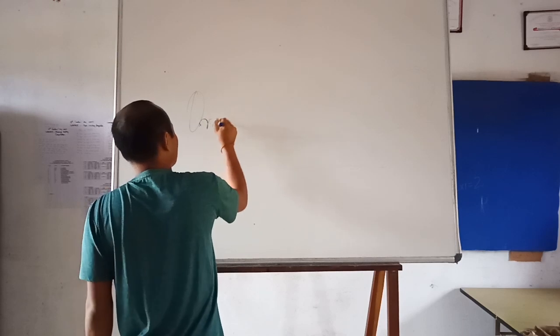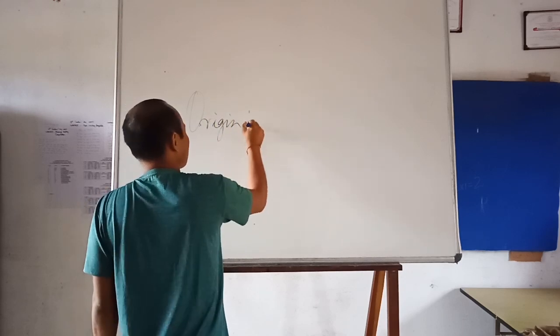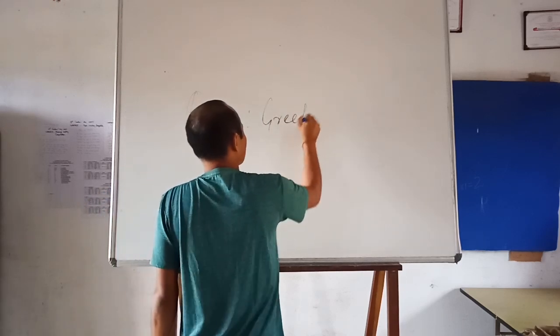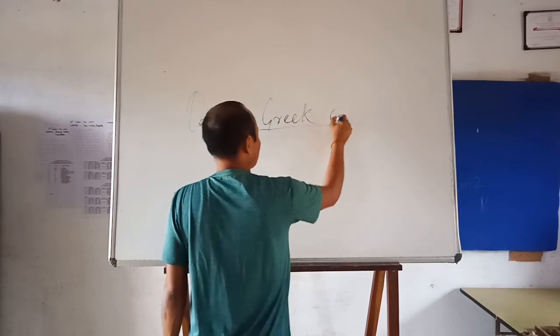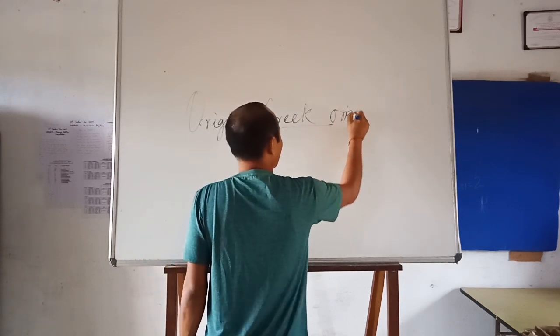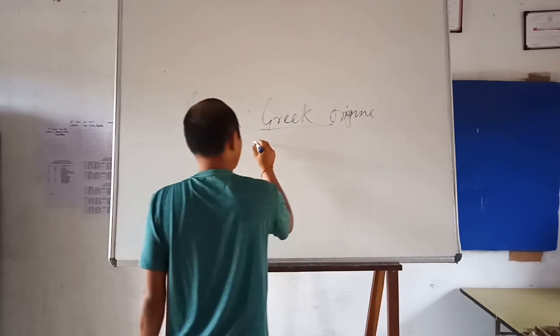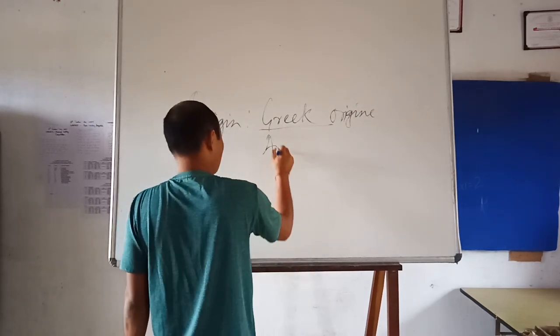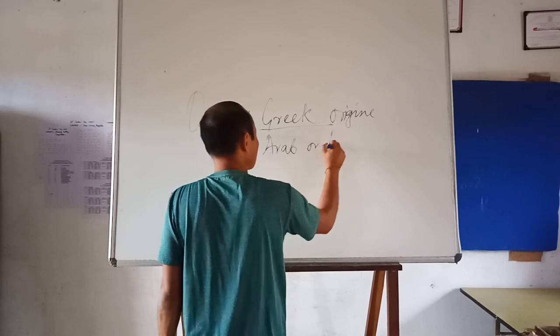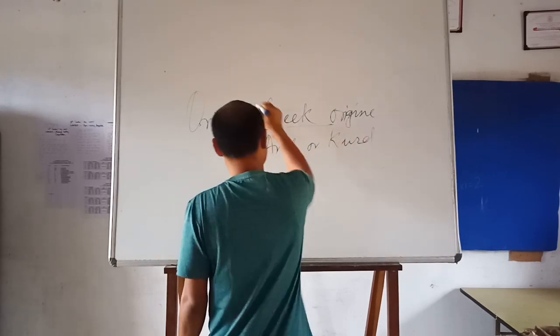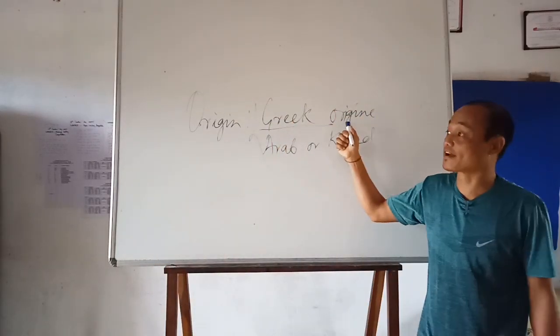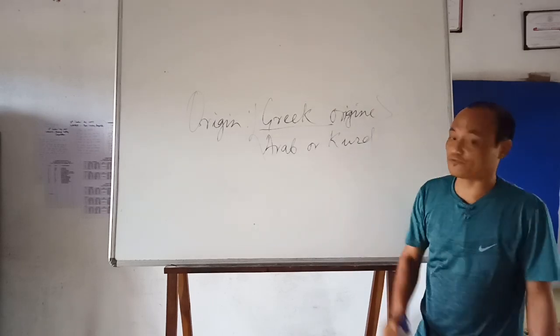Origin, people, that means descendants. The first theory is Greek origin. The second one is Arab or Kurd. Why do people say they are of Greek origin? We are going to talk about that first.